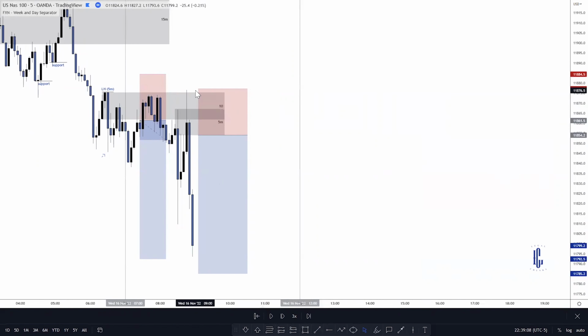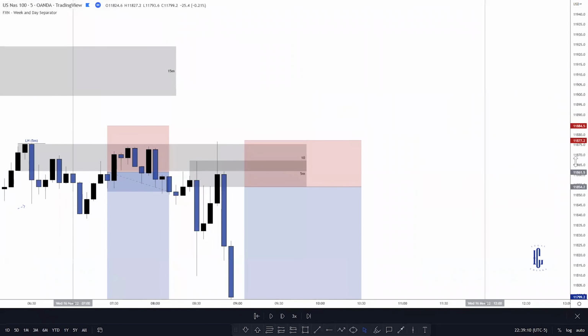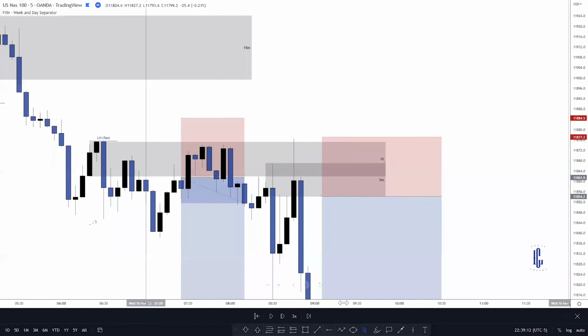Market goes straight up, passes it. Now this doesn't look like it hit it, but we're going to say this is a loss because although it did not, let's see, easy way to look.